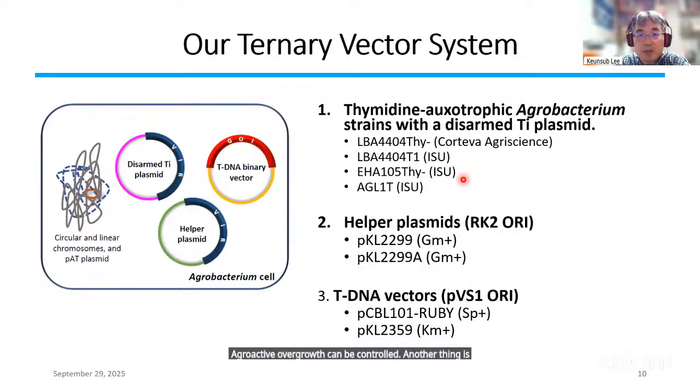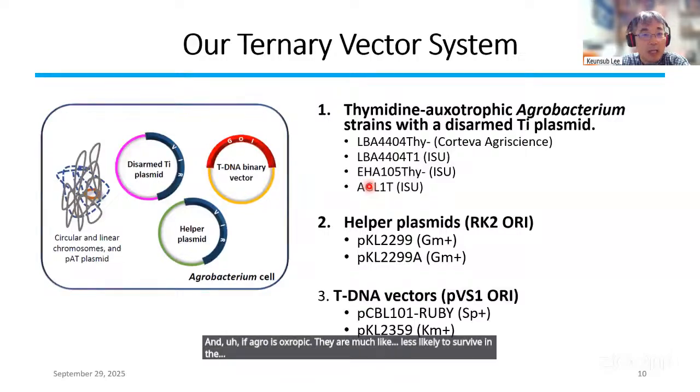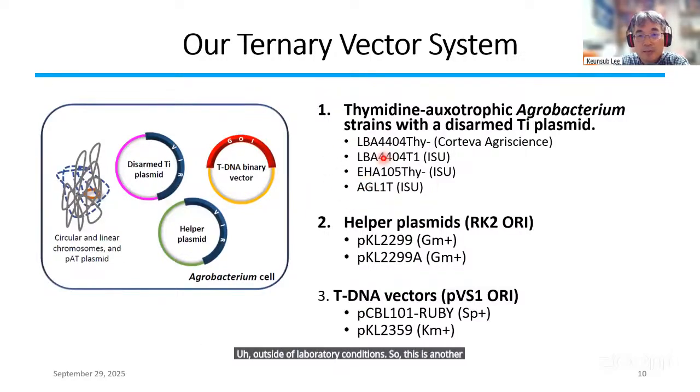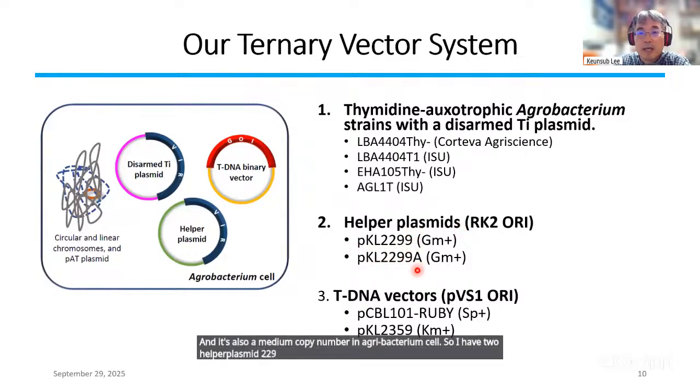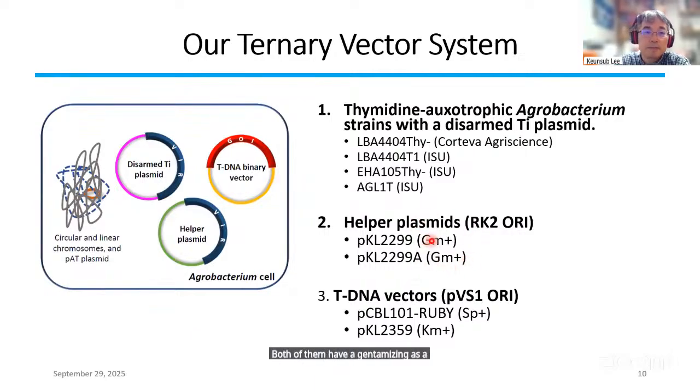Another thing is the biosafety concern, containment, because these days we are using a lot of recombinant DNA, including CRISPR reagents. And if Agrobacterium is auxotrophic, it is much less likely to survive outside of laboratory conditions. So this is another safety measure. And our helper plasmid, I made it based on RK2, which is a broad host range plasmid. And it's also medium copy number in the Agrobacterium cell. So I have two helper plasmids, 2299 and 2299A. Both of them have gentamicin as a selection. And for our T-DNA vectors, I'm using pVS1. This is also medium copy number, about 7 to 10 copies per cell. And then I use spectinomycin or kanamycin, depending on the Agrobacterium strain.